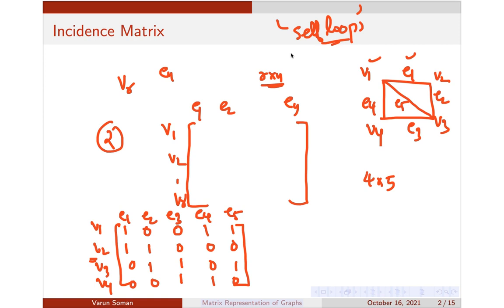without self loops. Now you can see that at each column there are exactly 2 ones, because we know that an edge is incident at exactly 2 vertices. Also, if you look at the number of ones occurring in each row, it will add up to the degree of that vertex. For example, V1 has 3 edges coming into it, so its total degree is 3. So the total number of ones in that corresponding row would be 3, which corresponds to the degree of that vertex. These are the observations you can make from the incidence matrix.